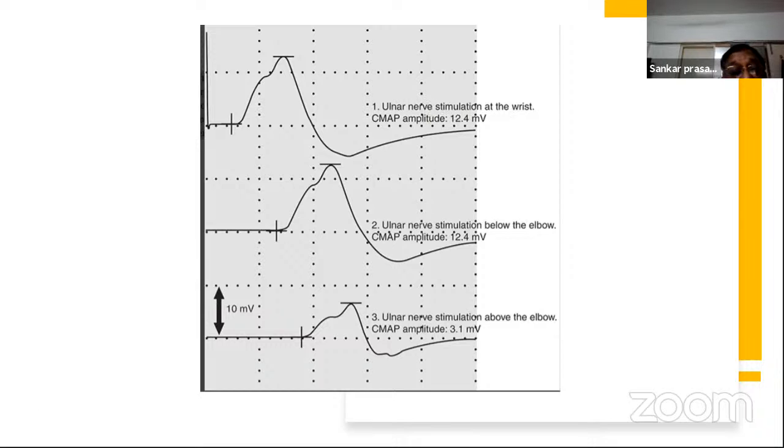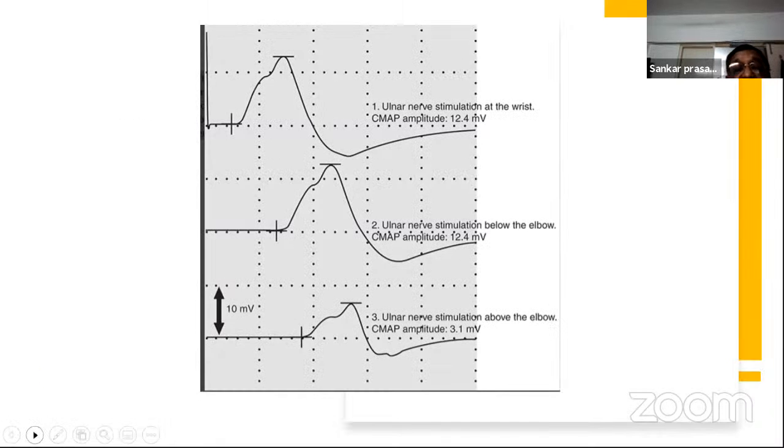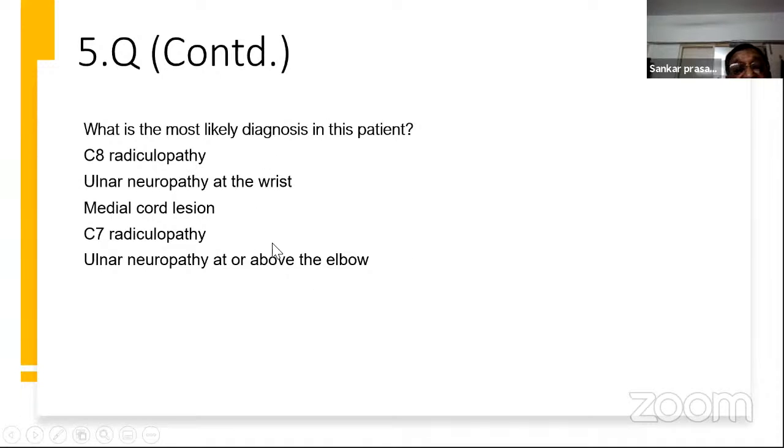Right, I think Suresh, you're right, and there is no doubt about it. There is a conduction block because the amplitude has fallen by more than 50%. And the most likely diagnosis is that there is a neuropathy at or above the elbow.